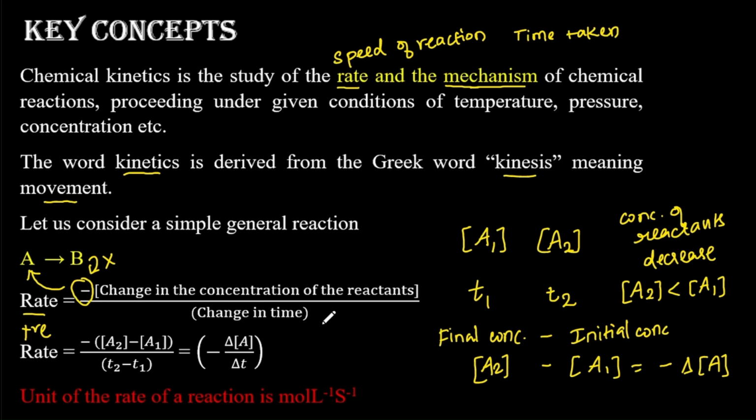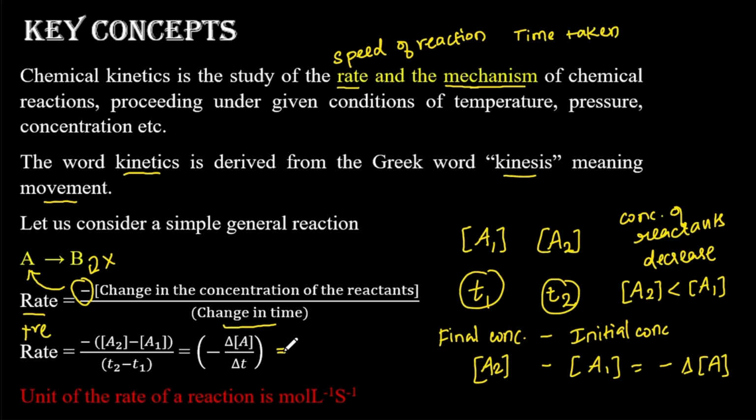So change in concentration of the reactants: minus concentration of A2 minus concentration of A1 divided by T2 minus T1. That is, the denominator is change in time, so the final time minus the initial time. So we can write the rate as minus delta A divided by delta T.